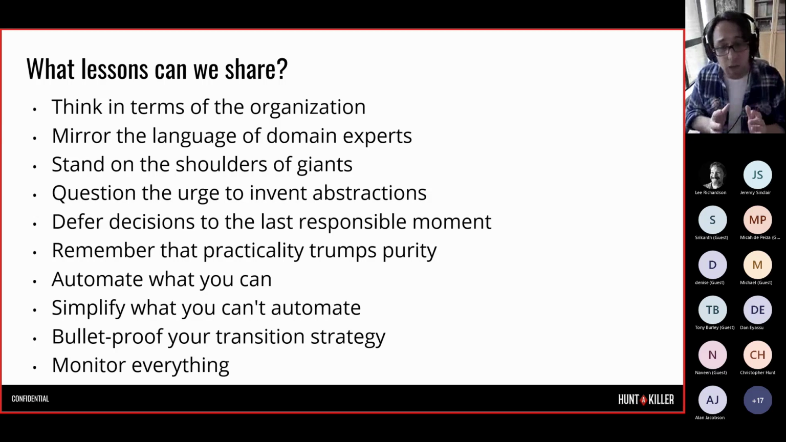It will save you time. It will save you money. It will be more consistent. You will have more time to focus on the things that matter. For the things that you can't automate, though, coming to our next lesson, simplify what you can't automate.